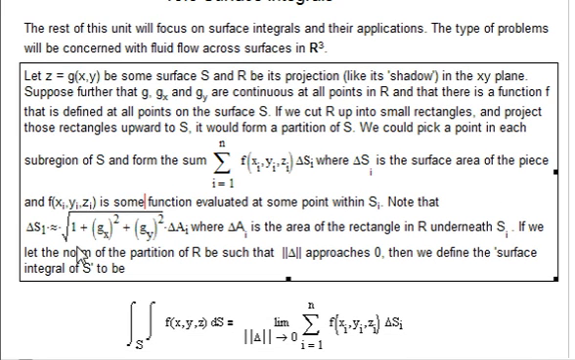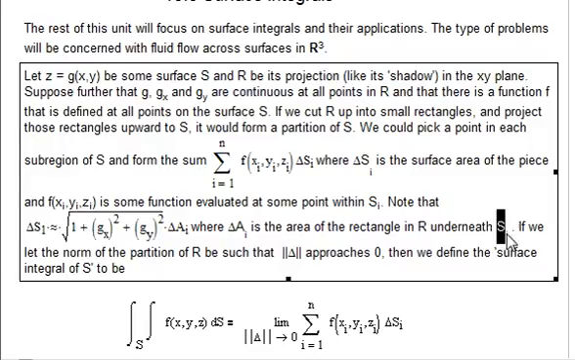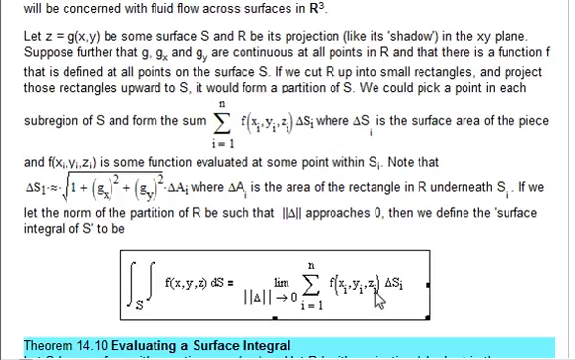Notice that our delta Si, in other words the area of this Si, would be approximately equal to the square root of 1 plus the partial derivative of g with respect to x squared plus the partial derivative of g with respect to y squared, times some delta Ai, where Ai is the area of the rectangle in R, the shadow area, underneath Si. So if we let the norm of the partition of R approach 0, then we define the surface integral over S to be this integral right here, the integral of f of x, y, z dS, which is the limit as the norm of the partition approaches 0 of the sum, i going from 1 to n, of those function evaluations times the delta Si, which is not exactly the area, but it's this constant times the area of that rectangle in the shadow.